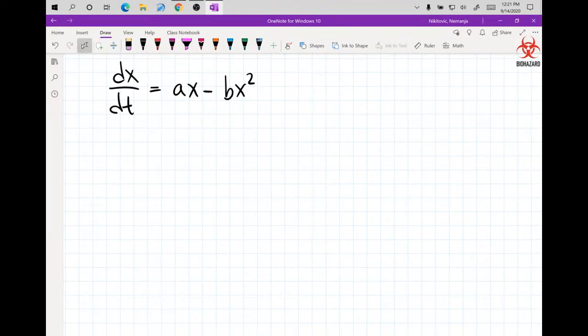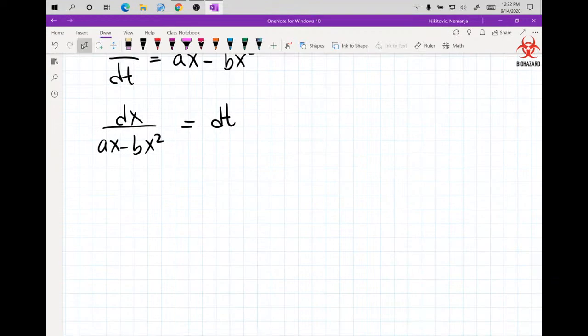So here's the better model, and as I said, today is the lecture on separation of variables. So let's separate the variables and see what we get. In this case here, I'm going to have dx divided by ax minus bx squared equal to just dt. And on the left-hand side, we know we need to integrate both of these.